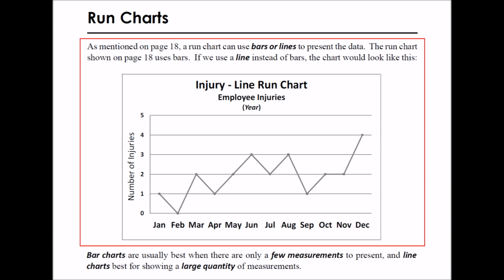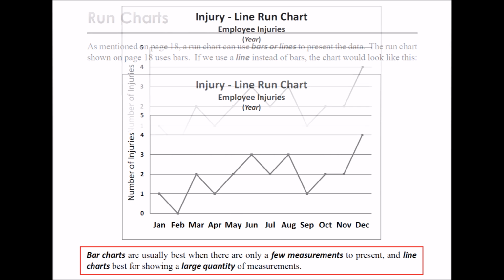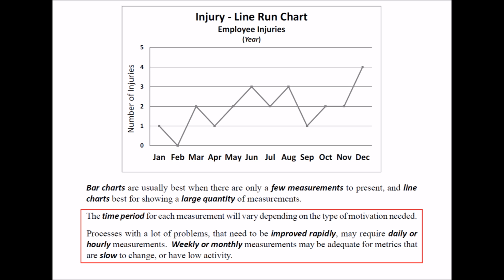A run chart can use bars or lines to present the data. If we use a line instead of bars, the chart would look like this. Bar charts are usually best when there are only a few measurements to present, and line charts best for showing a large quantity of measurements. The time period for each measurement will vary depending on the type of motivation needed. Processes with a lot of problems that need to be improved rapidly may require daily or hourly measurements. Weekly or monthly measurements may be adequate for metrics that are slow to change or have low activity.